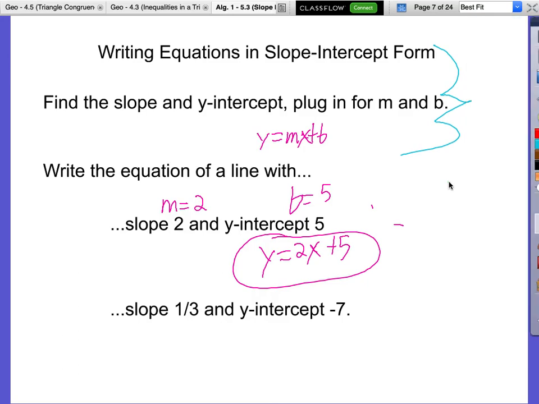Hey, can I get a volunteer to tell me what they have for this one? Okay, Hannah. Y equals 1 third x plus. Very good. Hannah did a good job of making sure this was a negative 7, which gives us a negative 7 y-intercept. So you can either put minus 7 or plus a negative 7. Either way, it would be okay. Questions on that one and why that is the way it is.